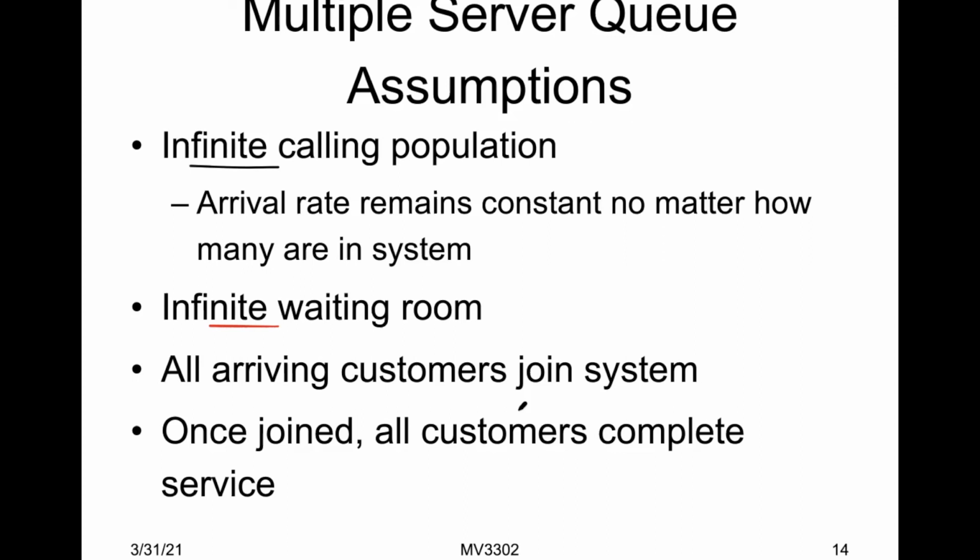Actually here, if I'm modeling Safeway on Fremont Avenue, the infinite calling population is a pretty good assumption. Why? Because no matter how many people are in Safeway, and I'm not sure what the capacity is, 50, 100, as a fraction of the 100,000 potential customers on the peninsula, it's just a drop in the bucket. So even if I have 100 people in my system, it's not going to affect the arrival rate in any appreciable way. So that's a reasonable assumption.